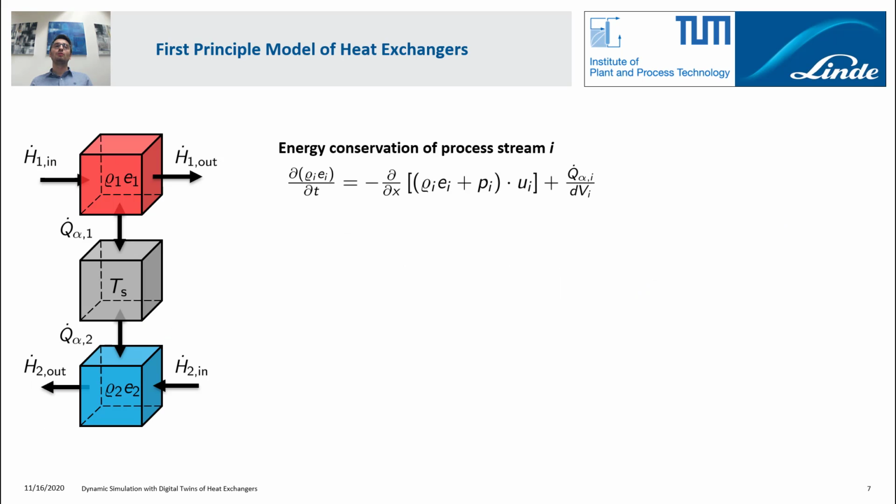If we have a detailed look on the energy conservation equation of a process stream, we will notice that it is built up out of three terms. On the left-hand side, we have the time derivative of the conserved quantity. On the right-hand side, the first term denotes the actual transport of energy due to convection. The second term is the source term due to convective heat transfer.